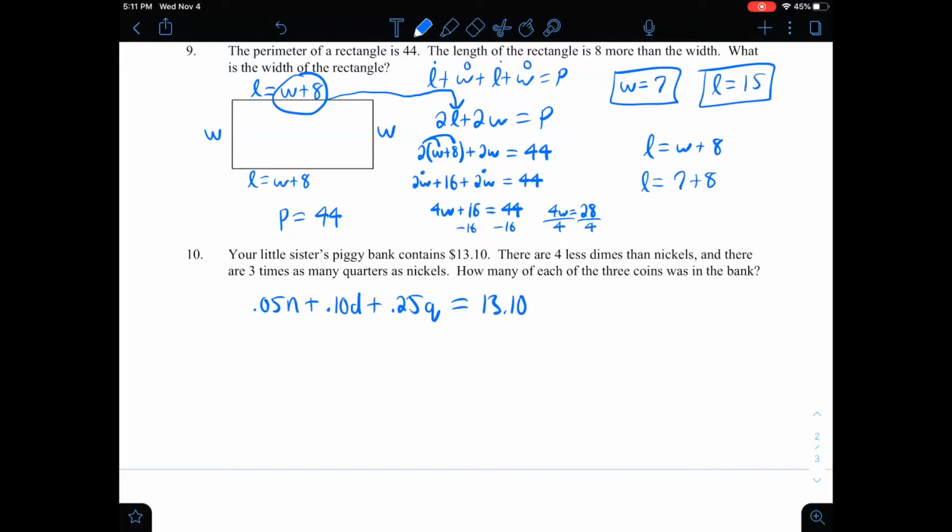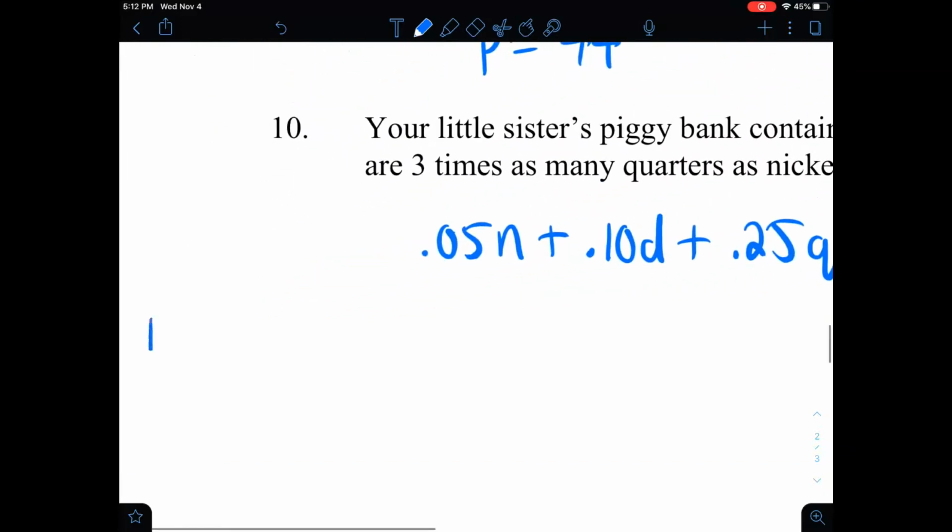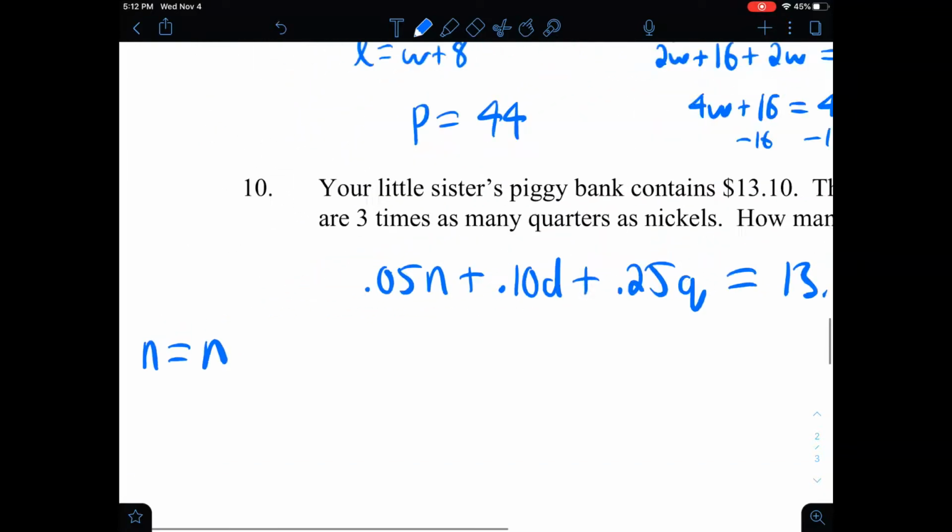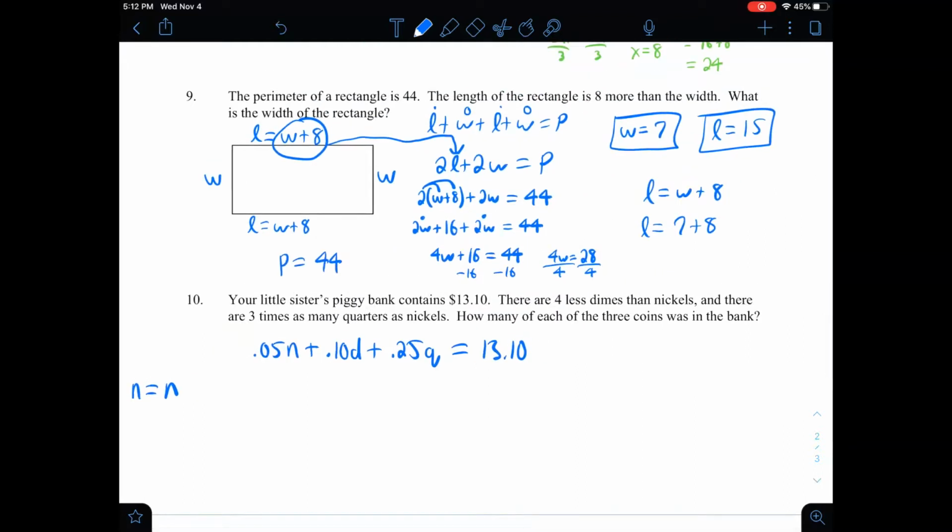Okay, now here's the tricky part. And this is kind of a hard problem, like I said. They're comparing dimes to nickels and quarters to nickels. What do you think we're going to use as our variable here? We're going to keep nickels the same, so I'm just going to use n for this one. Because they're comparing, whatever they're comparing to, you're going to keep that as the variable you're going to use.